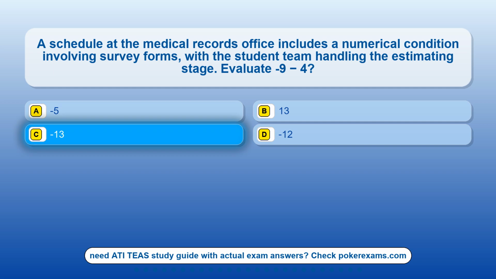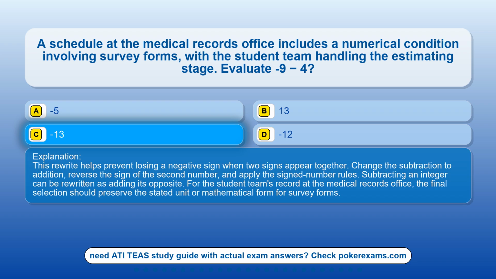The correct answer is option C, -13. This rewrite helps prevent losing a negative sign when two signs appear together. Change the subtraction to addition, reverse the sign of the second number, and apply the signed minus number rules. Subtracting an integer can be rewritten as adding its opposite. For the student team's record at the medical records office, the final selection should preserve the stated unit or mathematical form for survey forms. Question 17.